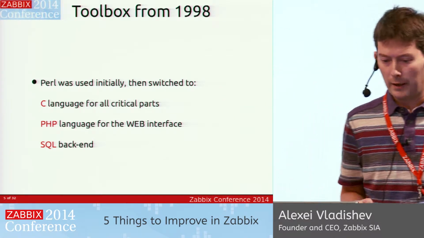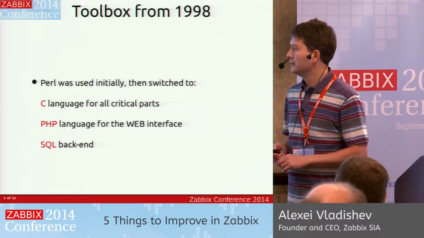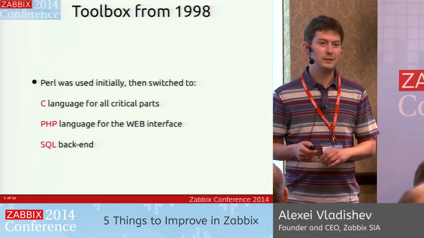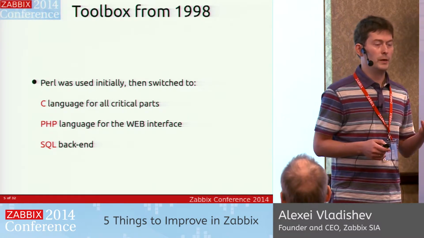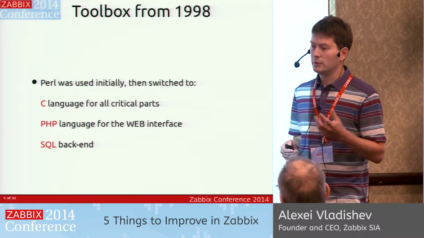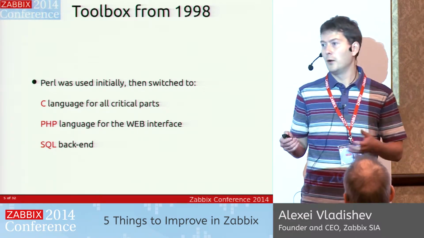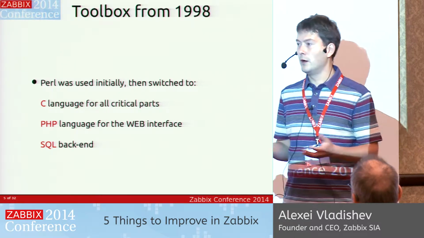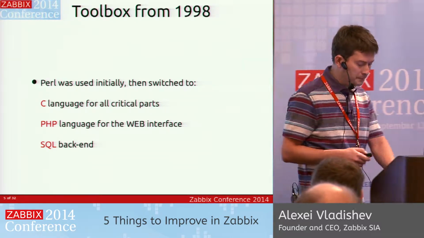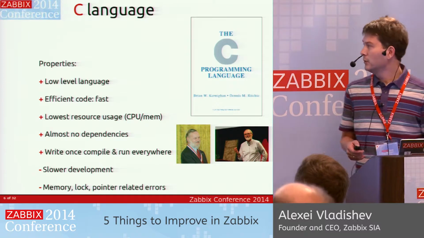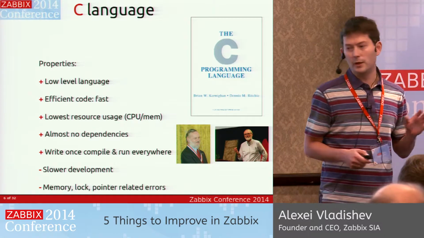And the SQL backend. I thought about round-robin databases, but I didn't like them because they aggregate information. You need to set up the rules of this aggregation in advance. You need to know in advance how you'd like to aggregate your data. But then requirements may change, and you don't have access to the original data anymore. So, the SQL backend.